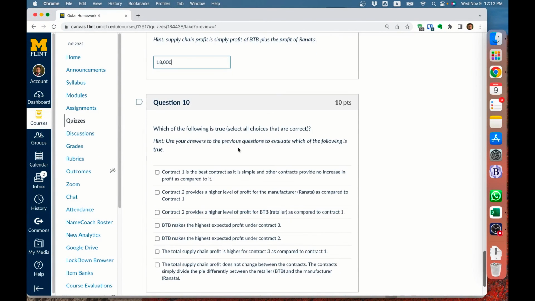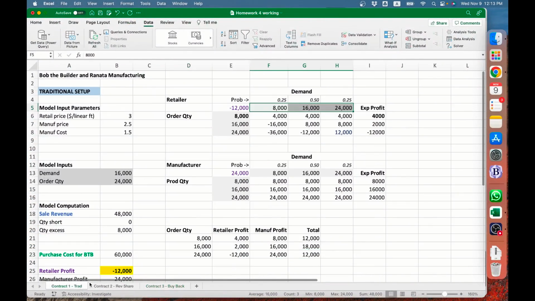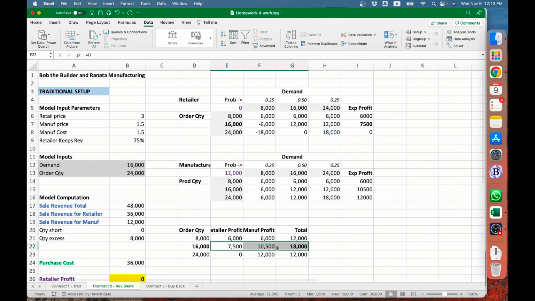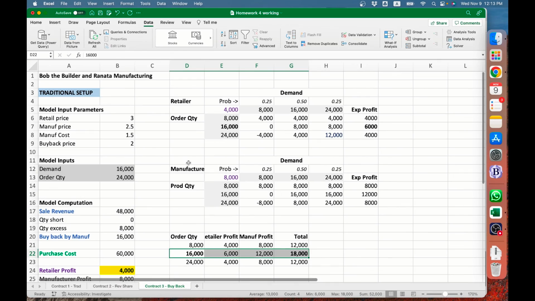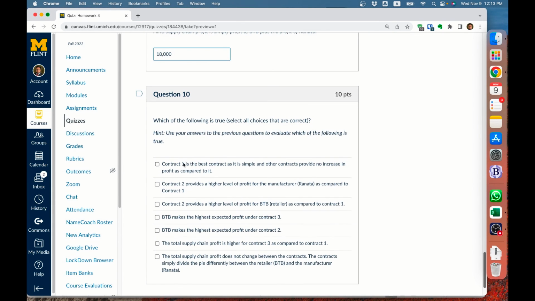Select all choices that are true. Contract 1 is the best contract as it is simple and other contracts provide no increase in profit. This is clearly wrong because the other contracts do provide an increase in profit. In contract 1, we end up making 4,000 and 8,000 at the 2 companies, but in the other ones, we make more money at the 2 companies. So the first option is wrong. Don't select that. Well, it may not be the first option for you. They could come up in a different random order when you do this, so make sure you read them carefully.